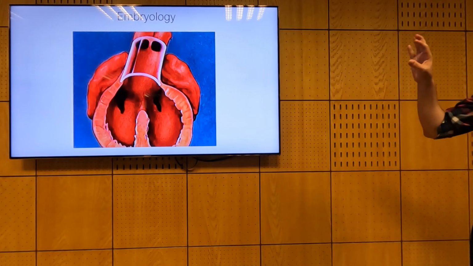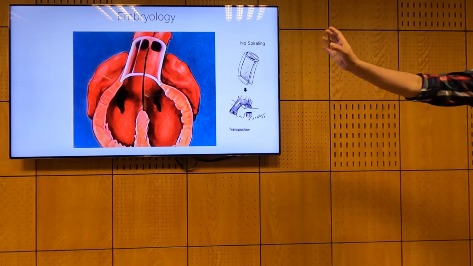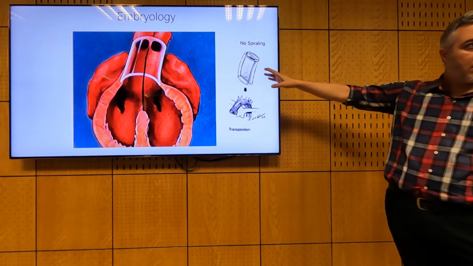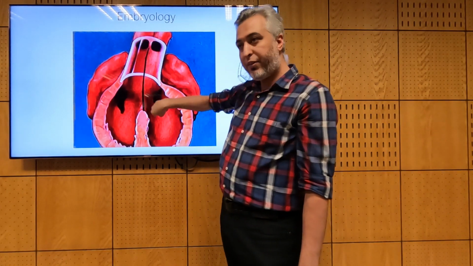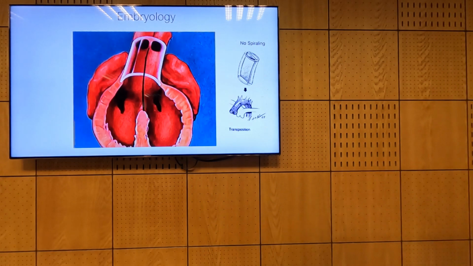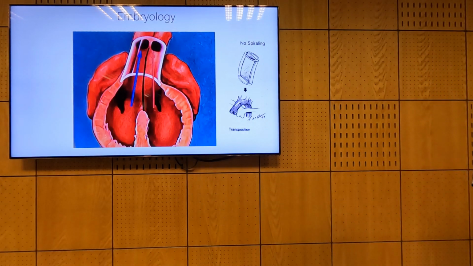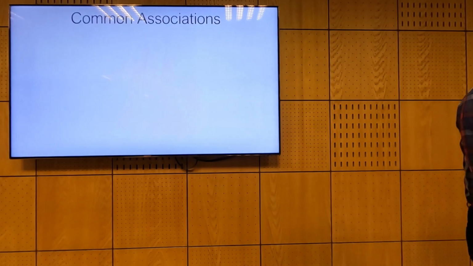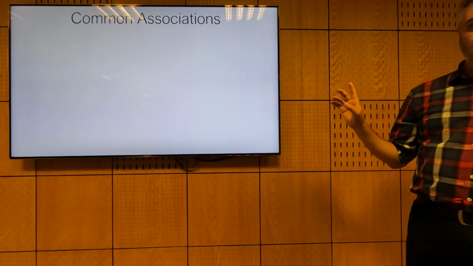An oversimplification of what happens in TGA is that you do not get that septum as spiral. It just stays straight. And then you get the right ventricle connected to the ascending aorta, while the left ventricle is connected to the pulmonary artery. Again, oversimplification, but it just aids understanding. So TGA has some really common associations.